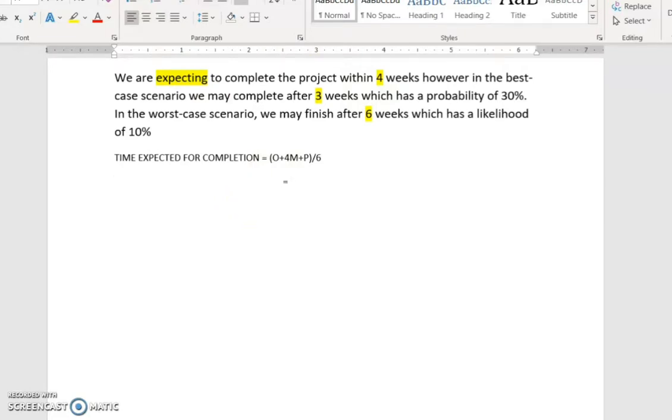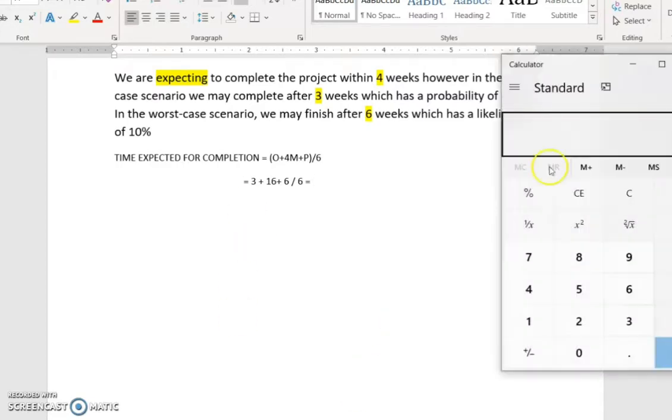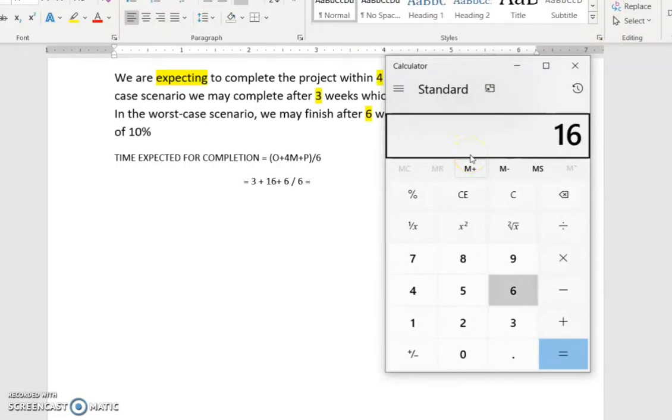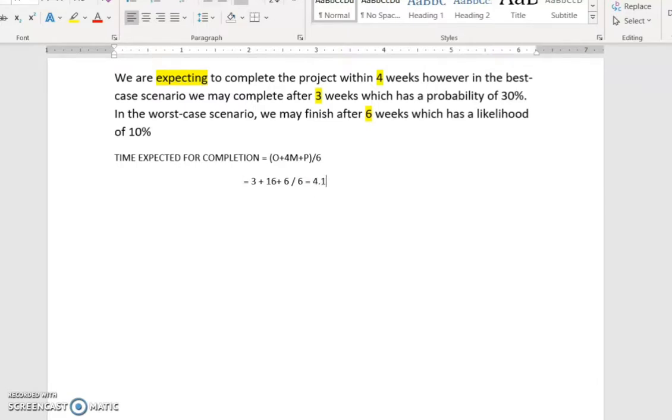So what we have here: we have 4. We have the optimistic, 3 weeks, plus 4 weeks times 4, which is 16, plus 6 weeks, which is the pessimistic, divided by 6. Let's see what will happen here: 16 plus 3 plus 6, divided by 6. So it will be 4 weeks and 0.16, which equals, let's say, 4 weeks and 1 day. Let's check it with the calculator.